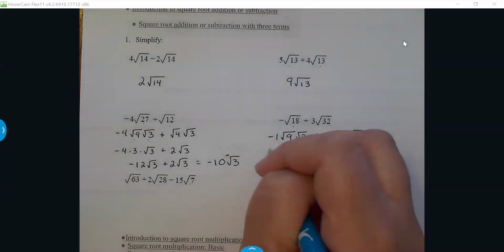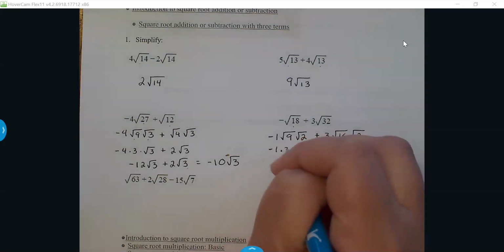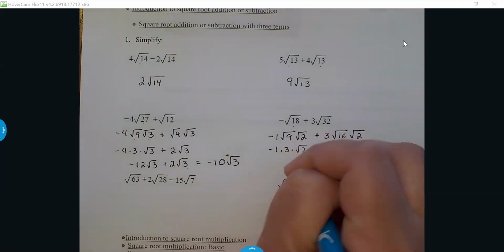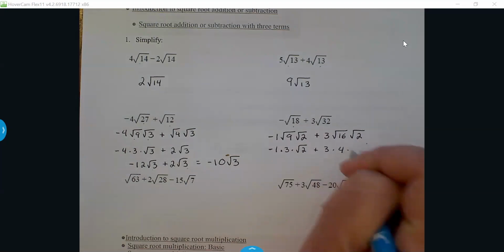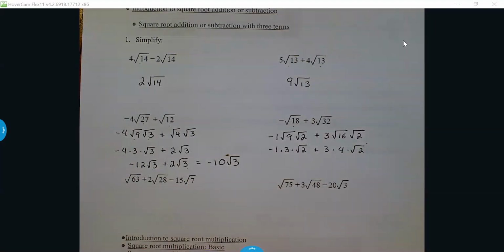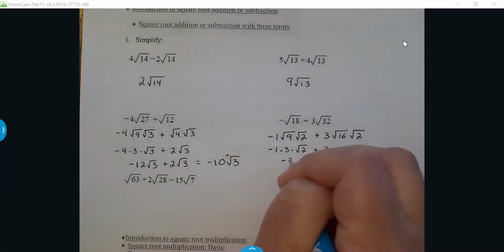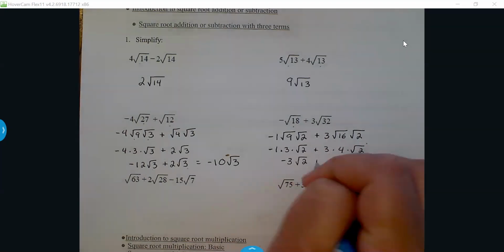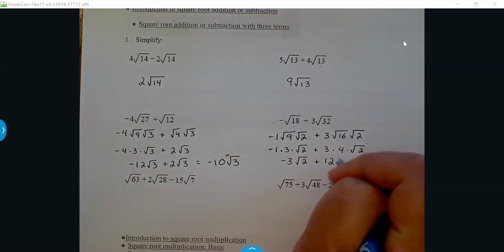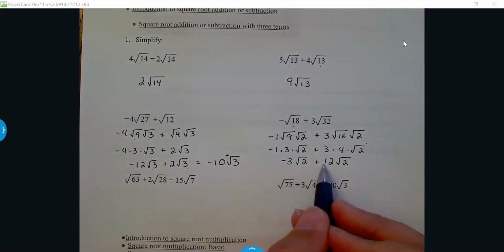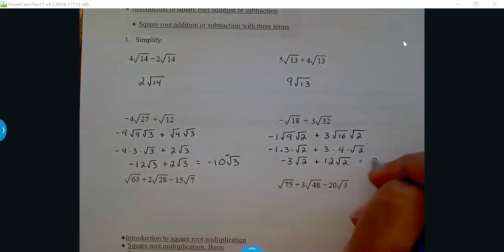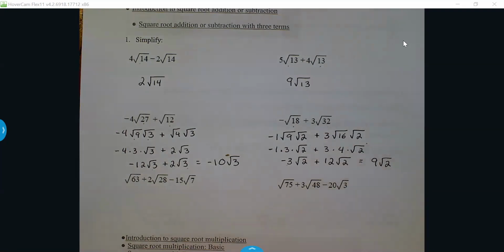So now this would become negative 1 times 3 times the square root of 2 plus 3 times 4 times the square root of 2, which would be negative 3 times the square root of 2 plus 12 times the square root of 2. So now negative 3 plus 12 is 9. So it would be 9 times the square root of 2.